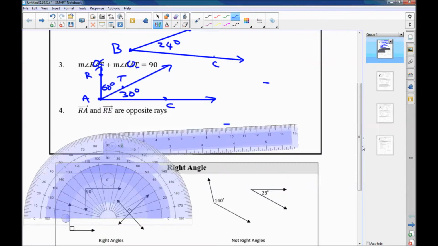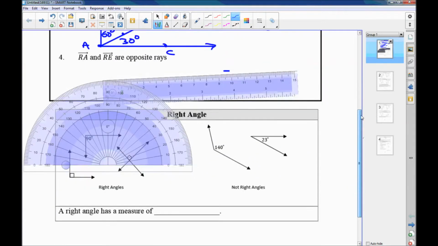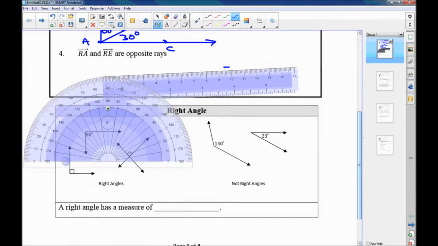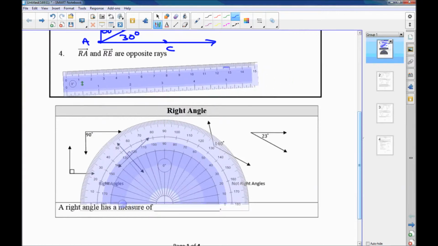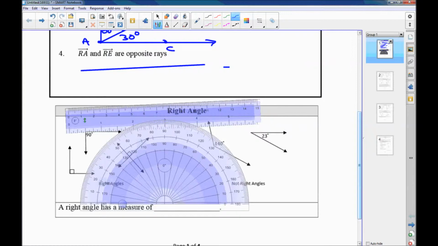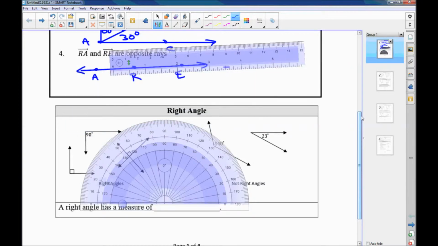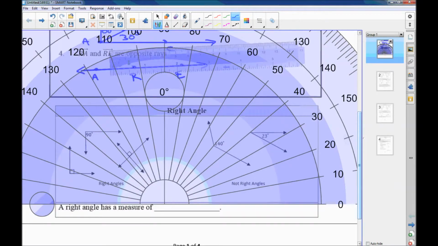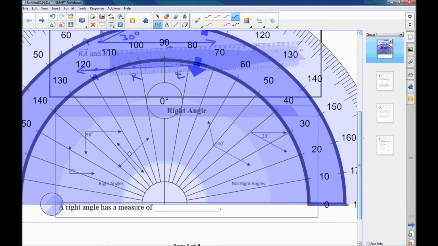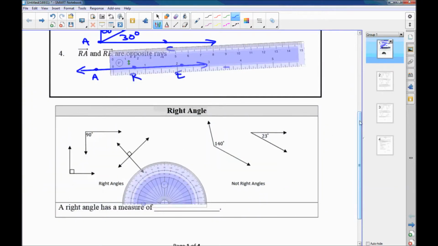So number 4, if RA and RE are opposite rays. So opposite rays means they form like a straight line. So R has to be the endpoint of both. So there's RA, and here's RE. And they form opposite rays, which makes the picture look like a line. All right, we have a new definition down here, although I'm kind of thinking it's not new for most of you guys. Okay, so let's take a look at it.